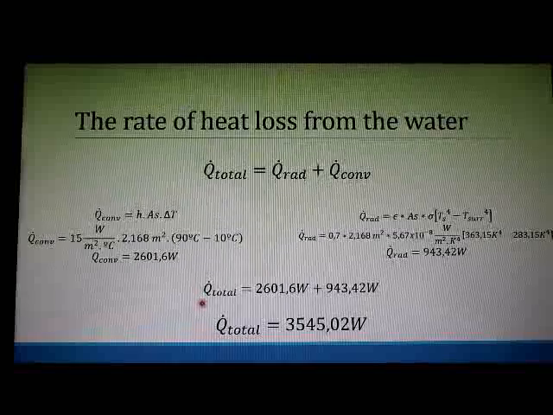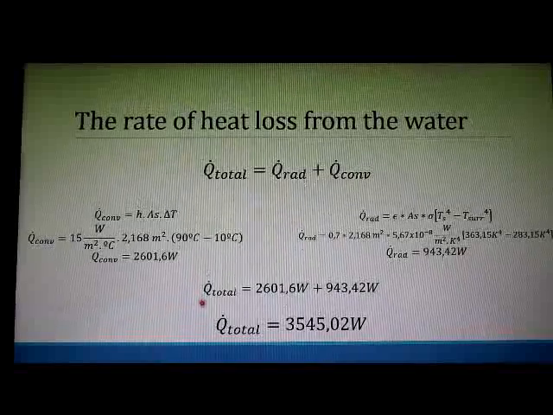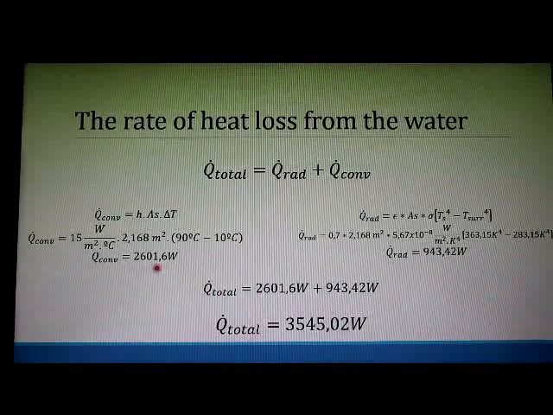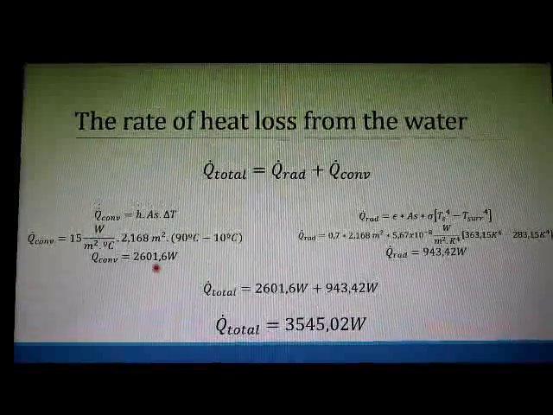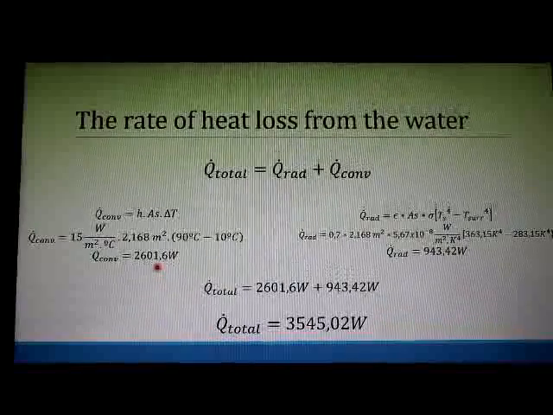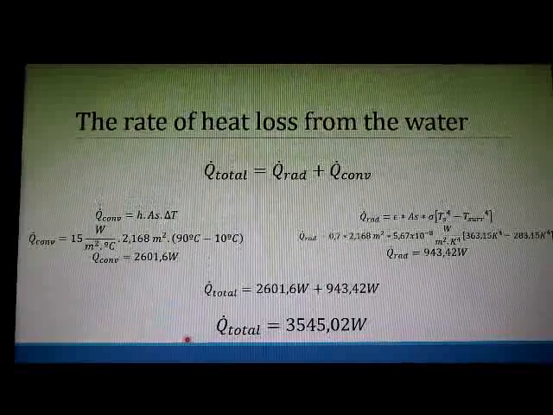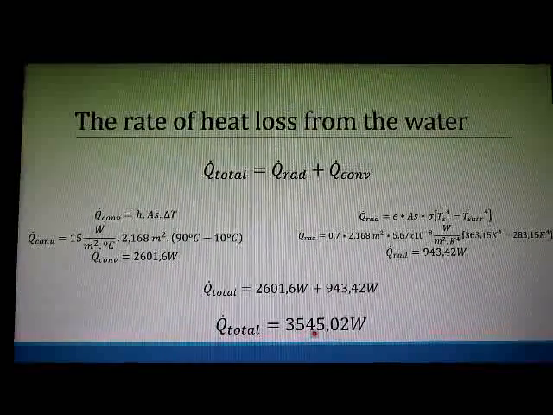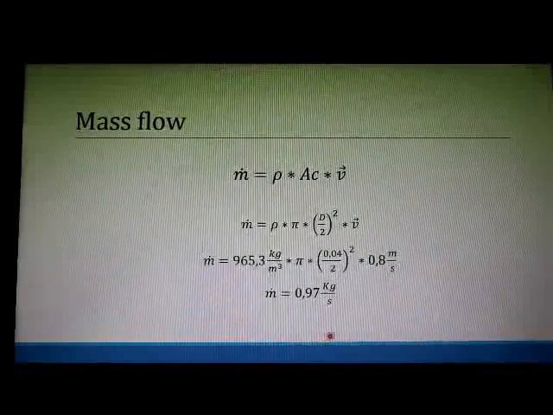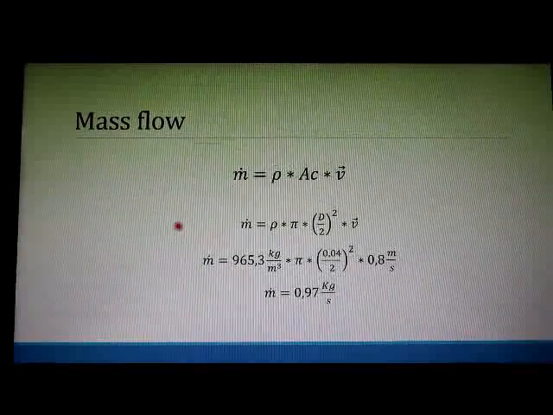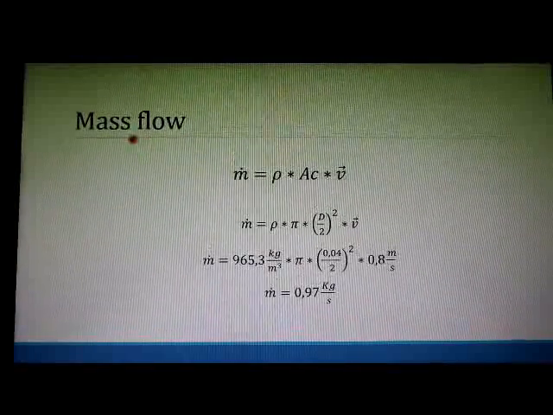Okay, now we can find the total rate of heat lost, and we have here 2601.6 plus 943.42 watts, making our total rate of heat lost 3545.02 watts. Okay, now we're going to answer the second question, but first we have to find the mass flow.